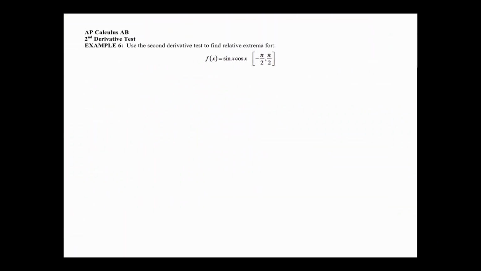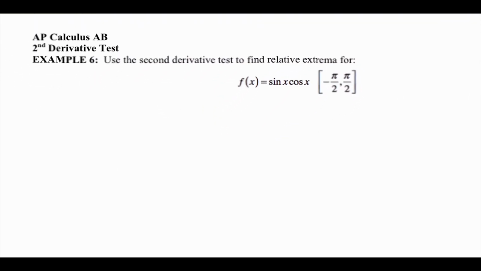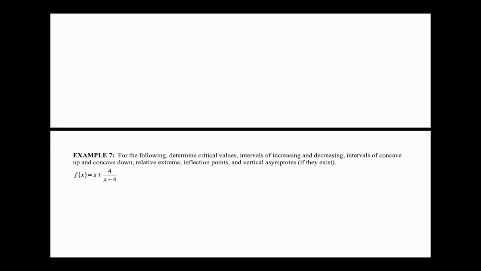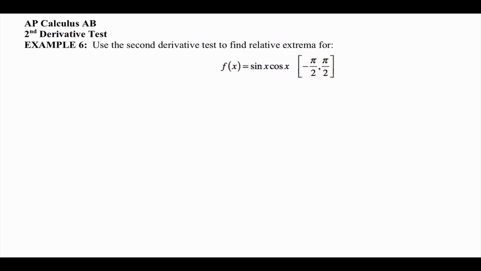So there's 2 more. I think we're just going to do 1 more, and then we'll be done. The last one, you have to find the critical values, increasing, decreasing, concave up, concave down, relative maximum, minimum, inflection points, vertical asymptotes if they exist. That one is kind of like everything in one question. I don't think we need to do that in the notes because you guys have done stuff like that. The last one we're going to do is number 6. So we'll start number 6 today. We probably won't finish it.